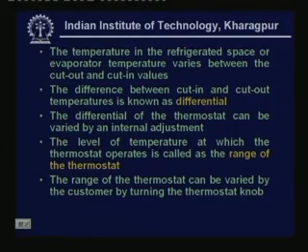And the range of the thermostat can be varied by the customer by turning the thermostat knob. So as a customer you can change the range. That means if you want a colder setting, you can push the operating temperatures to lower temperature by turning the thermostat towards the colder side. So this you might have seen in your domestic refrigerators. When you turn the thermostat knob to the colder side, instead of operating between 9 and 10 degrees, it may operate between 5 and 6 degrees. Okay, so this is in the hands of the customer.